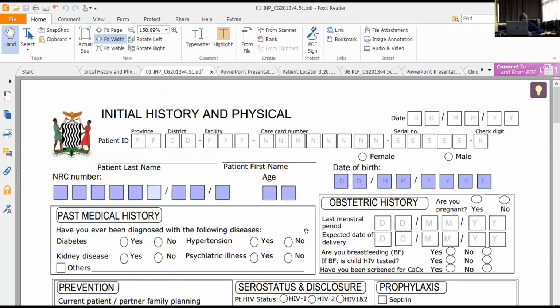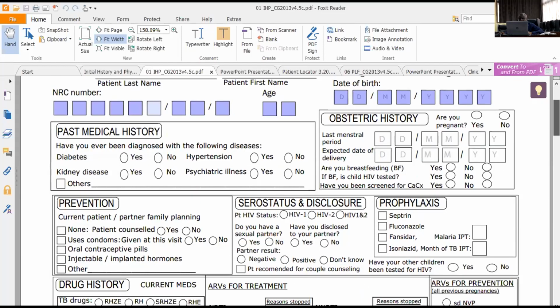So this particular form started from past medical history. And then the past medical history had the diabetes, the kidney, the hypertension, and psychiatry. Then you went into obstetric history, and then you ask about LMP, expected date of delivery, and whether the client was breastfeeding, and if they were breastfeeding, was the child tested, and what was the result, and then whether they were screened for cervical cancer. On the first form, cervical cancer screening was not there.